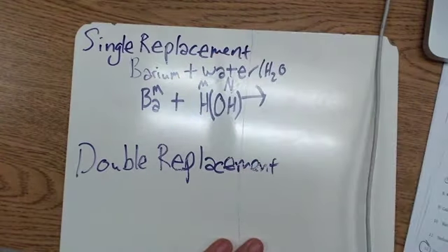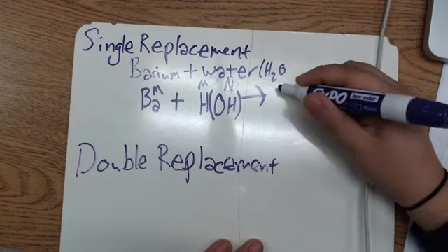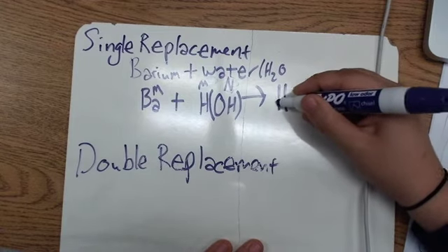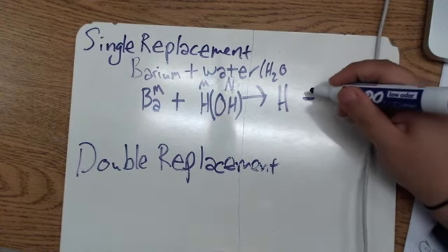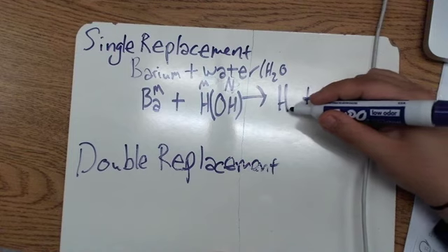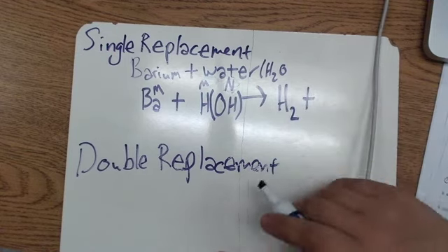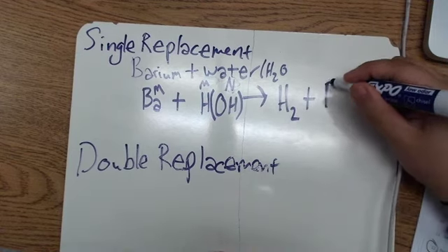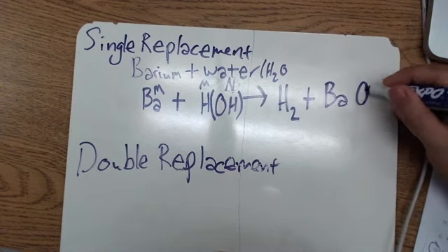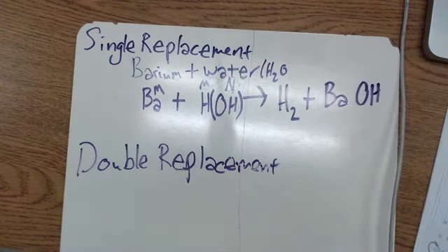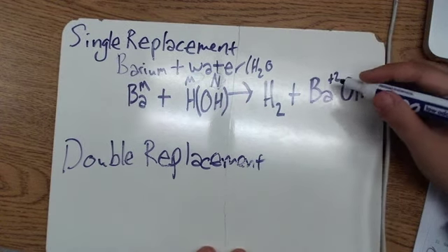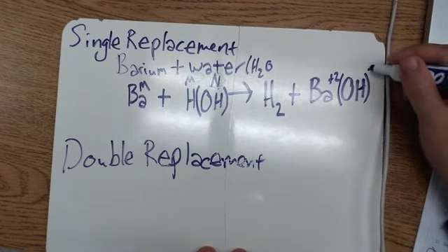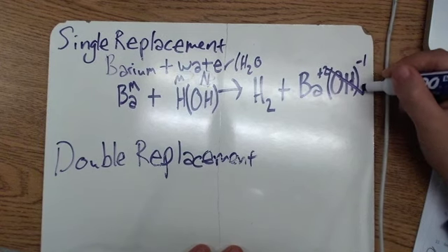Because I have 2 metals, I'm going to switch my metals. I do H here, and again, because it's alone, I need to check if it's genuine. Hydrogen ends with gen, so it's going to be diatomic, and it gets a 2. And then I put Ba and OH, and now I need to check my oxidation numbers. My oxidation number for barium is +2. My oxidation number for hydroxide is -1, so I need to switch those.